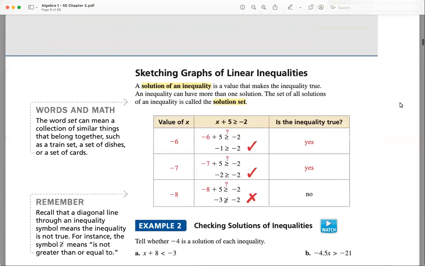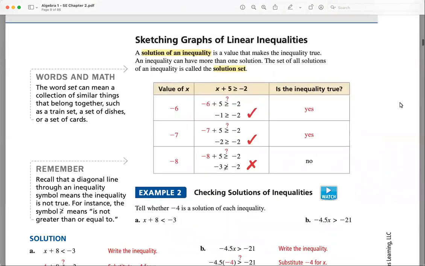Continuing to solutions, solving now inequalities. Okay. So several things I want to highlight on this page as we go through it. The solution of the inequality is a value that makes the inequality true. An inequality can have more than one solution. The set of all solutions is called the solution set. Okay, so the word set can mean a collection of similar things that belong together.